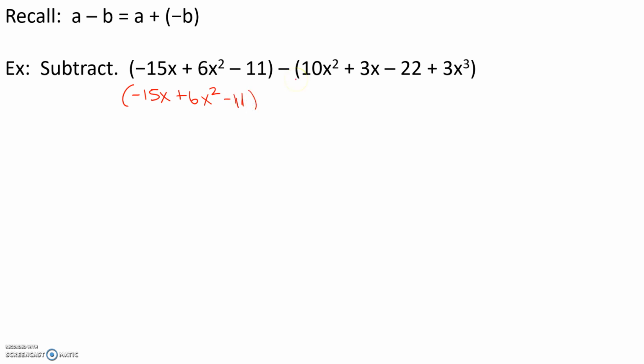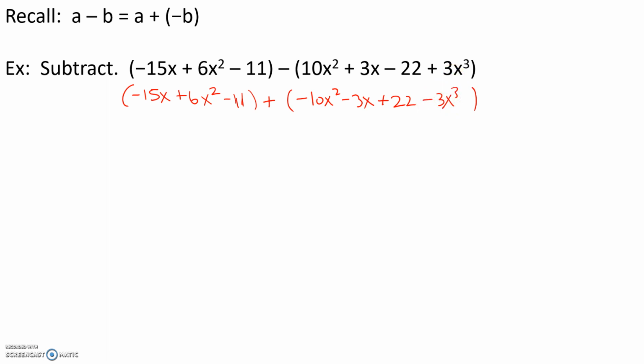However, the second polynomial, recall that subtraction is adding the opposite. So we will add the opposite of each term. We will have a negative 10x squared. The opposite of 3x is negative 3x. The opposite of negative 22 is positive 22. And the opposite of negative 3x cubed is negative 3x cubed.